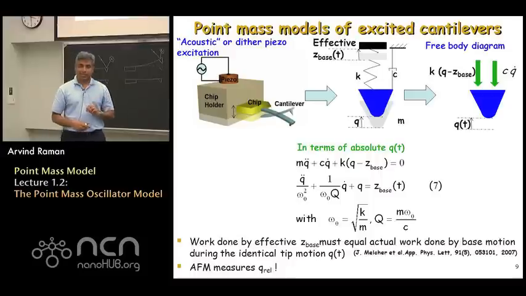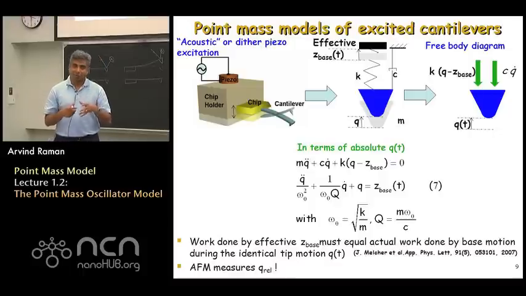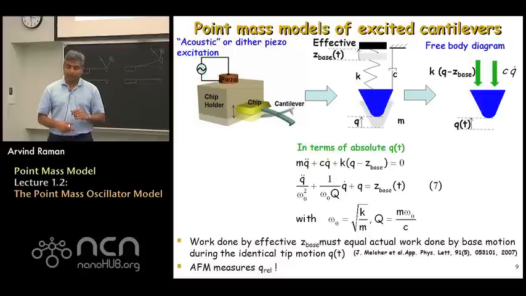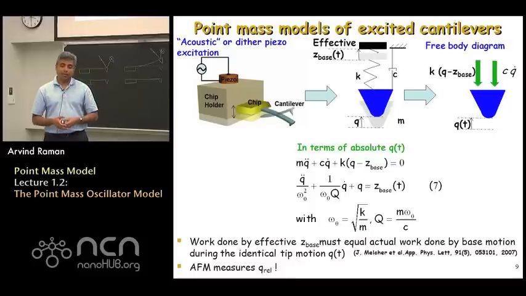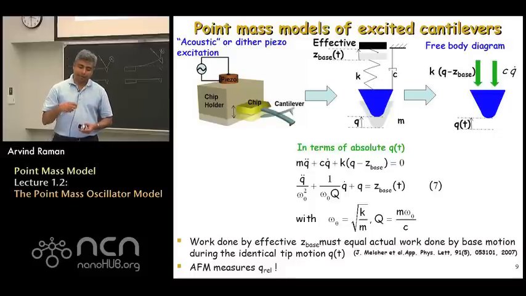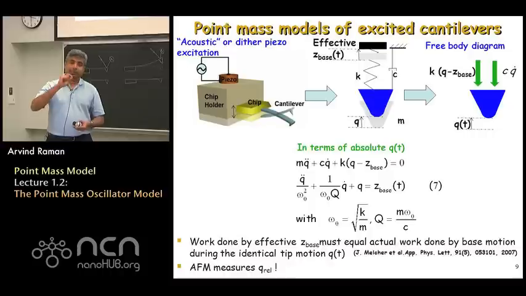And let that motion be z sub base. Now, that motion that we've put into the base, into the point mass model, is actually an effective motion. It's not the true motion that the actual cantilever experiences at the base of the cantilever. And again, not surprisingly, there's an equivalence principle here in that the work done in moving the base of the cantilever up and down in the actual system must equal the work done by moving the base up and down in the point mass oscillator system.